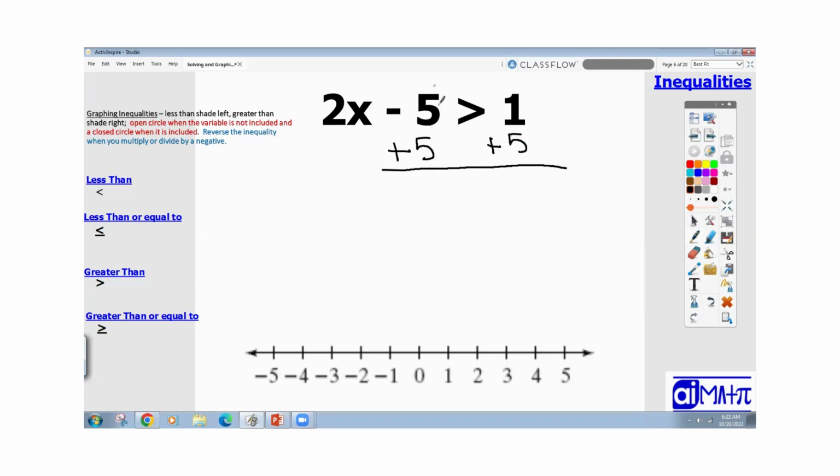Negative 5 plus 5 is the same thing as 5 minus 5, which is 0, so that cancels out. And 1 plus 5 is 6. I drop down my 2x. Drop down my greater than sign.